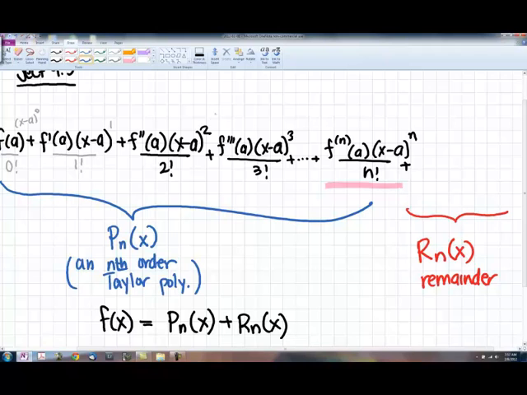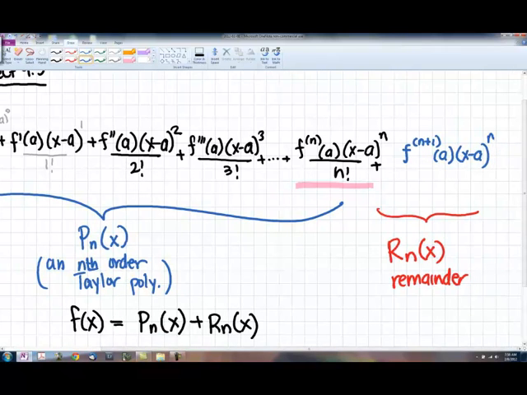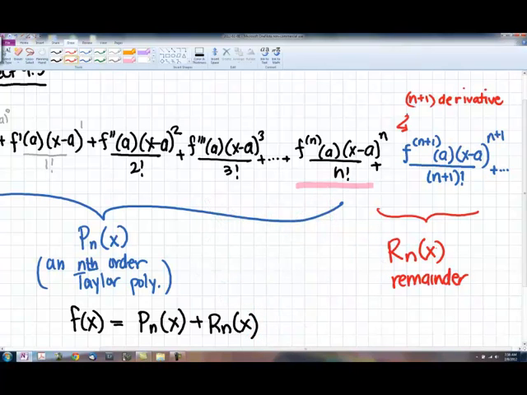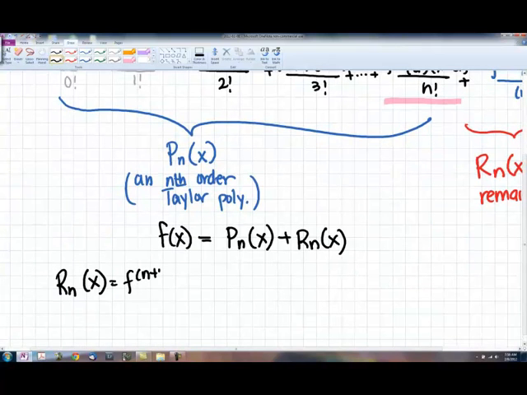All of the derivatives keep going up by 1, all of the exponents go up by 1, and the factorial goes up by 1. So the next one in succession here should be the n plus 1 derivative of f at a times x minus a to the n plus 1 over n plus 1 factorial. And this right here is what we call the Lagrange form of the remainder. The remainder is our n plus 1 derivative.